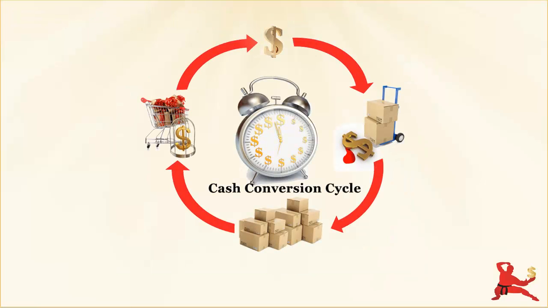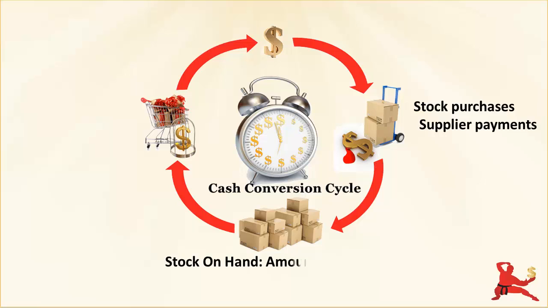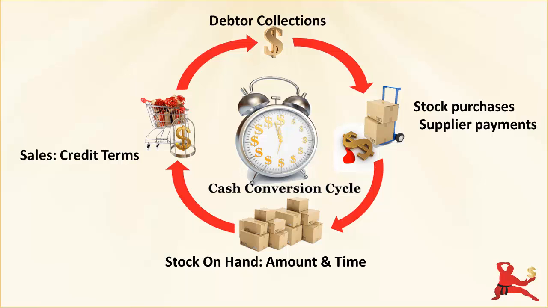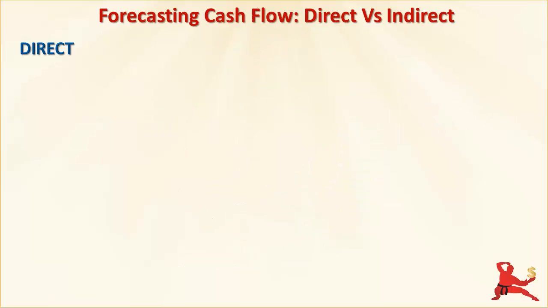To forecast our cash flow, we have to make assumptions about the cash conversion cycle of our business. How much stock do we have to order? When do we have to pay for it? How much stock do we have to hold to achieve our sales? How long will it take for us to collect the money from our sales? And so on. There are 2 ways of forecasting cash flow, direct and indirect.